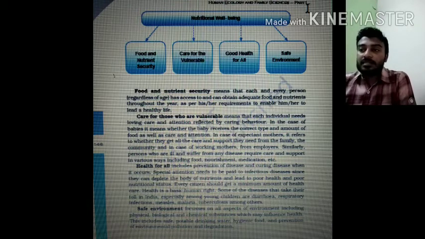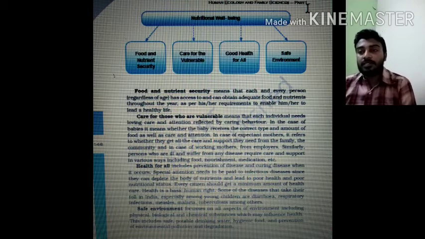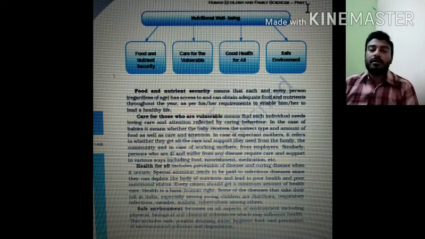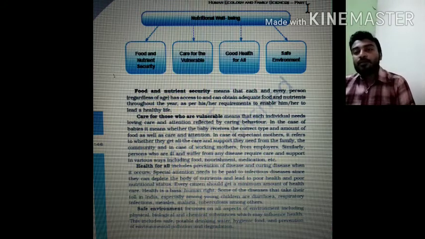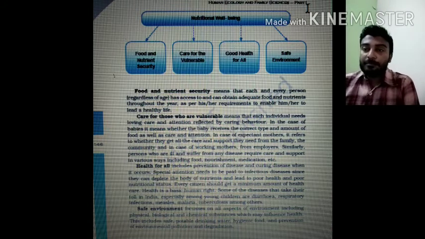Some of the diseases that take a toll in India, especially among young children, are diarrhea, respiratory infections, measles, malaria, tuberculosis, among others. These are very common diseases which occur generally in a large population. So health care for all individuals is very necessary.